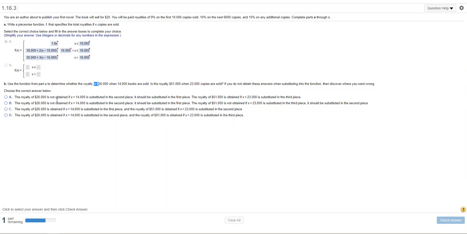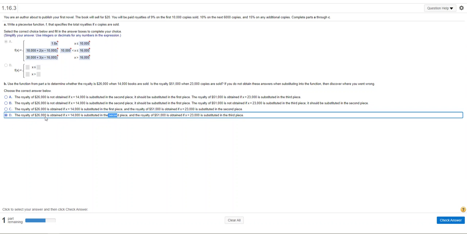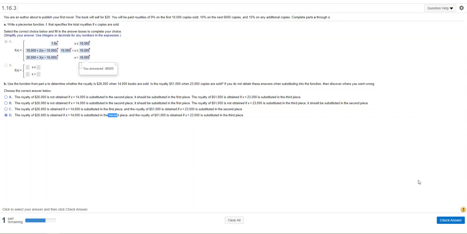So $26,000 is obtained if 14,000 is substituted into the second piece, because that's the one whose condition is met by 14,000. It's bigger than 10,000 but less than 16,000. And $51,000 is obtained by plugging in 23,000 into the third piece, because that's the one whose condition is met. So it would be that bottom one.